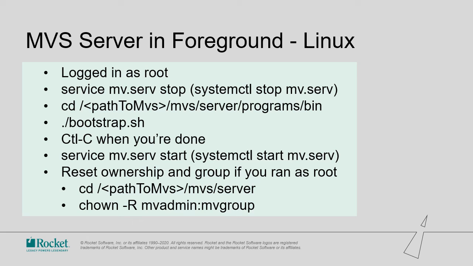If you were running the Toolkit in Foreground as the root user, the MVS-TK log files end up being owned by the root user, causing the next non-root user startup of the Toolkit to fail with permission errors. To resolve this, change the ownership back to the mv-admin:mv group. cd to the MVS server directory, chown -R mv-admin:mv group.